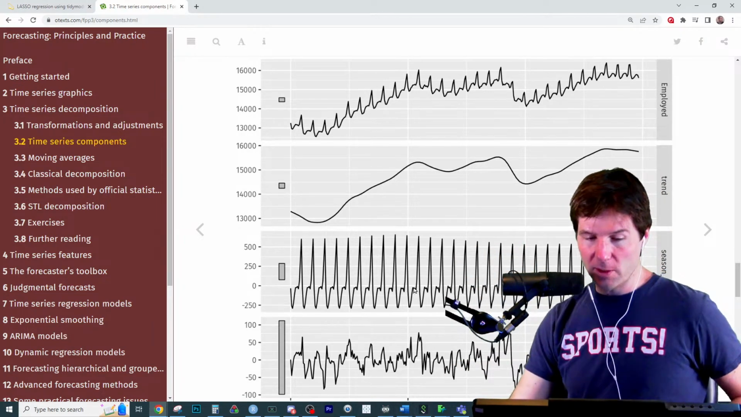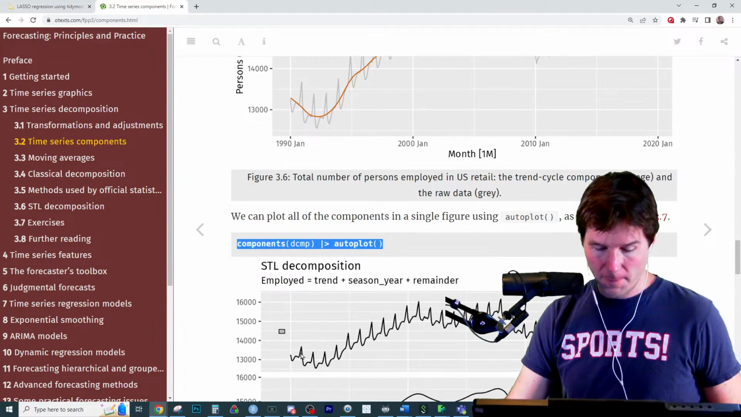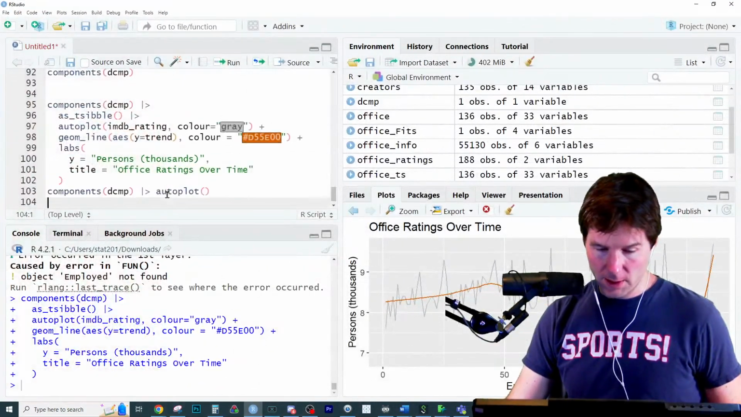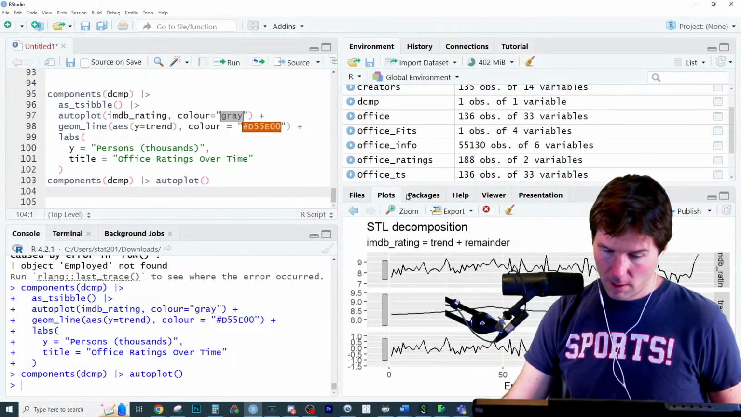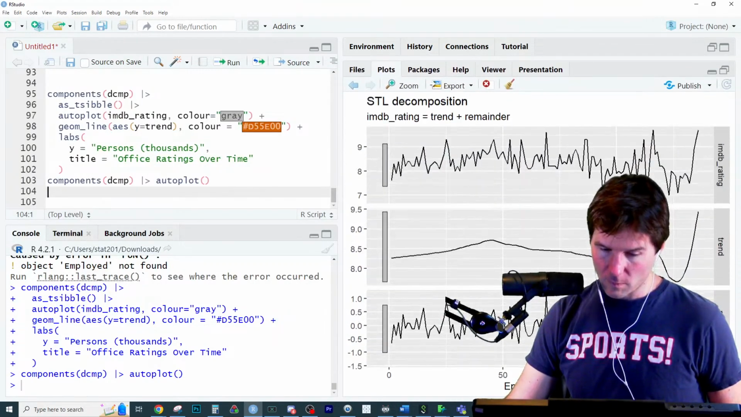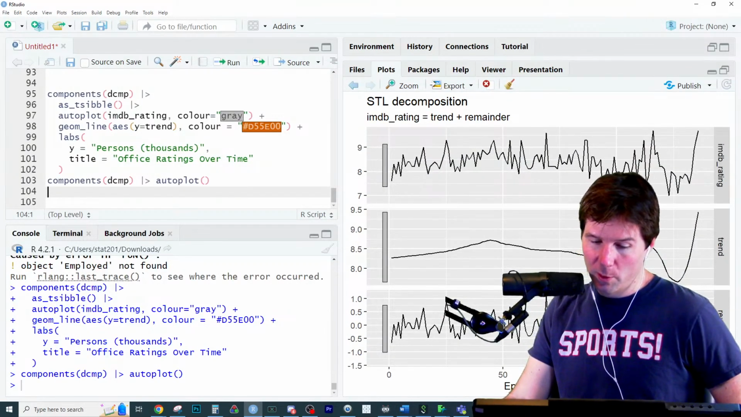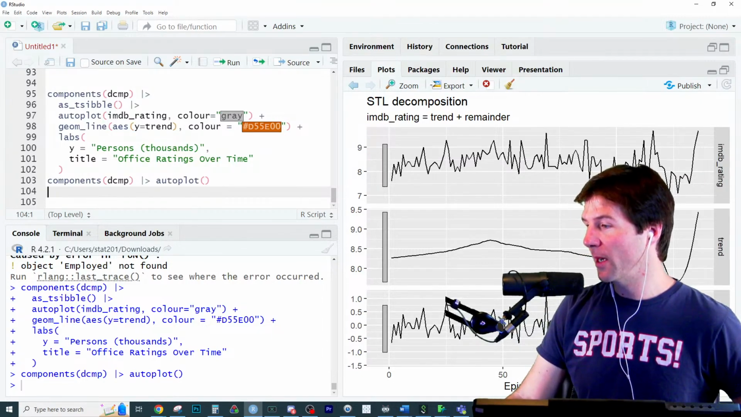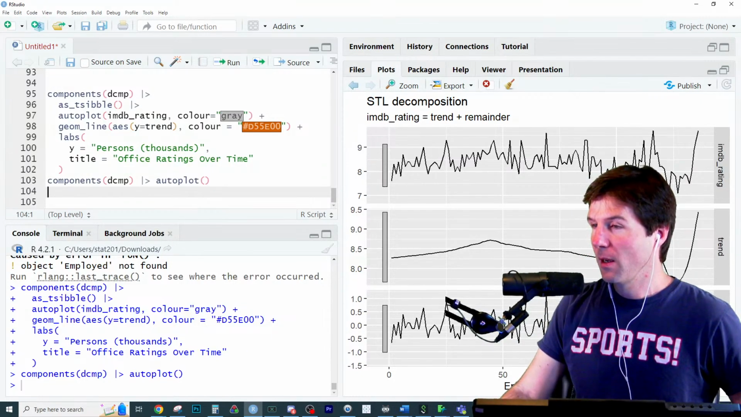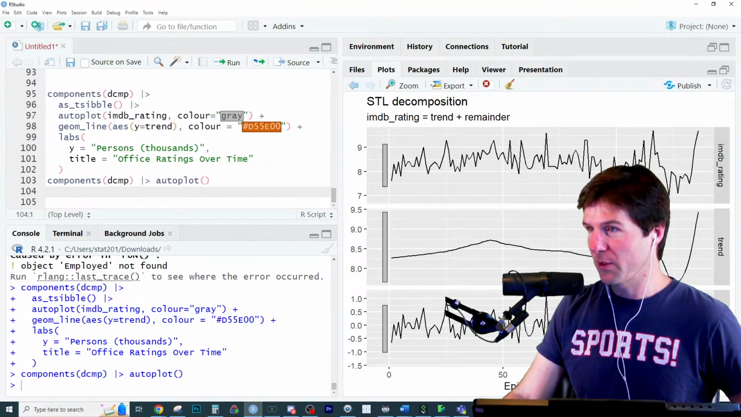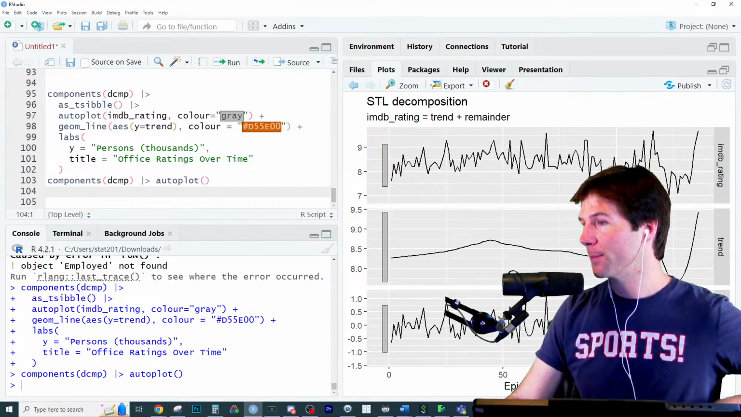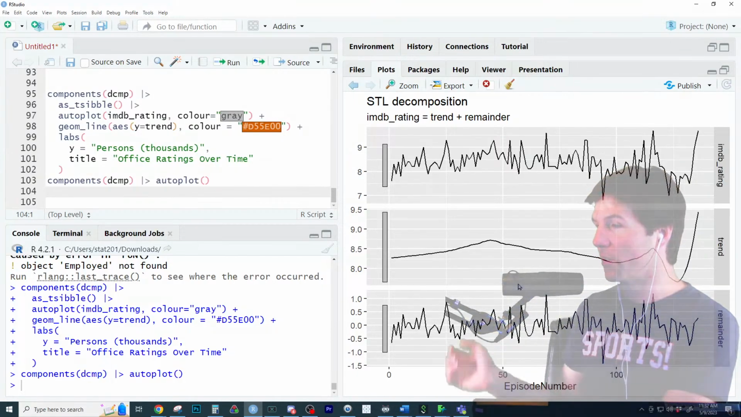So we should be able to run this on our data, the office data right here. We're just going to auto plot our time series. There we go. Ooh. Why am I not happy? Ooh. What is the biggest component of our series right here? That is not good. The biggest component of our series is the what?